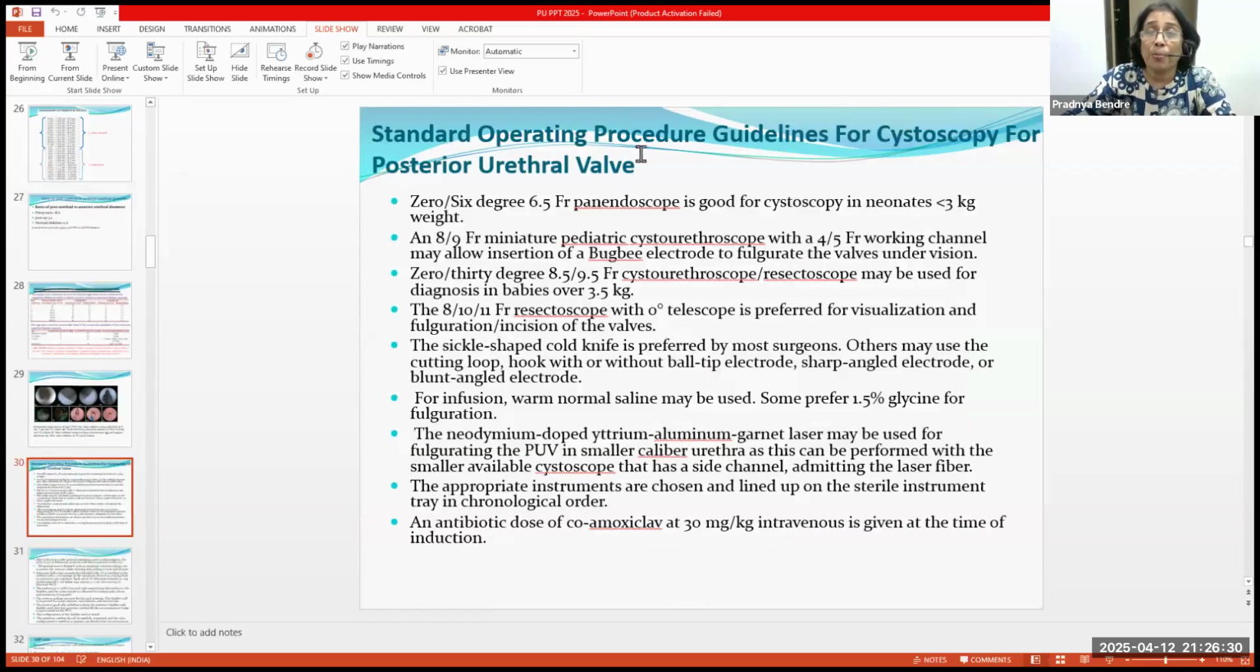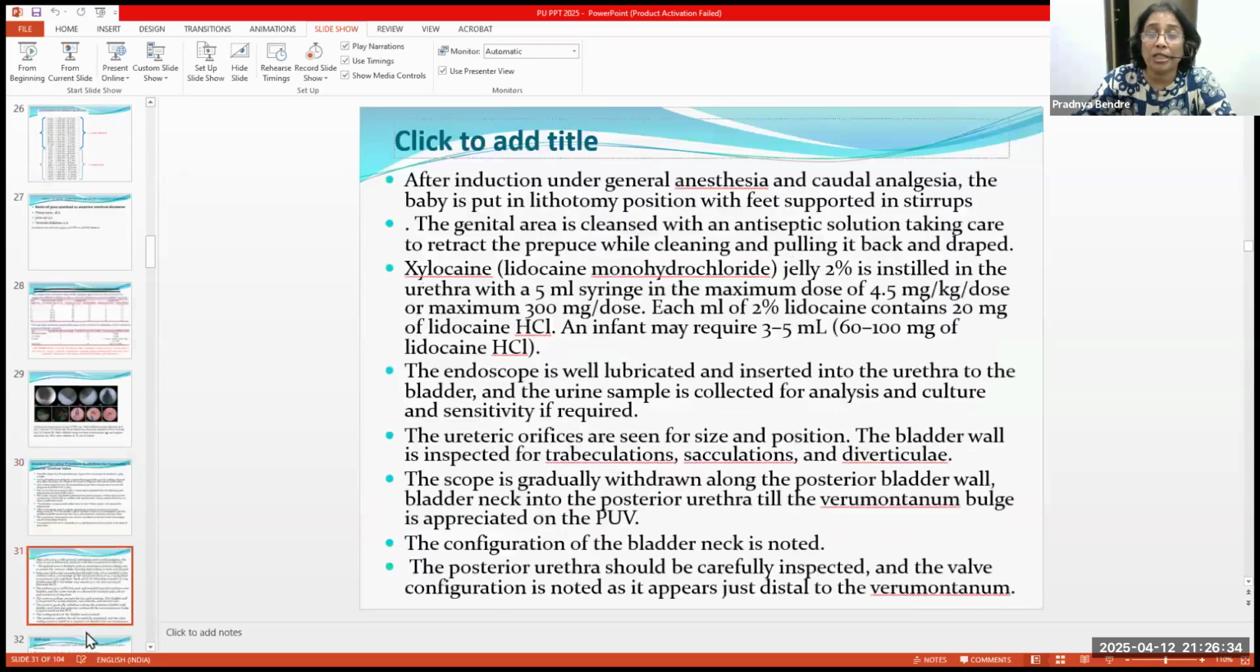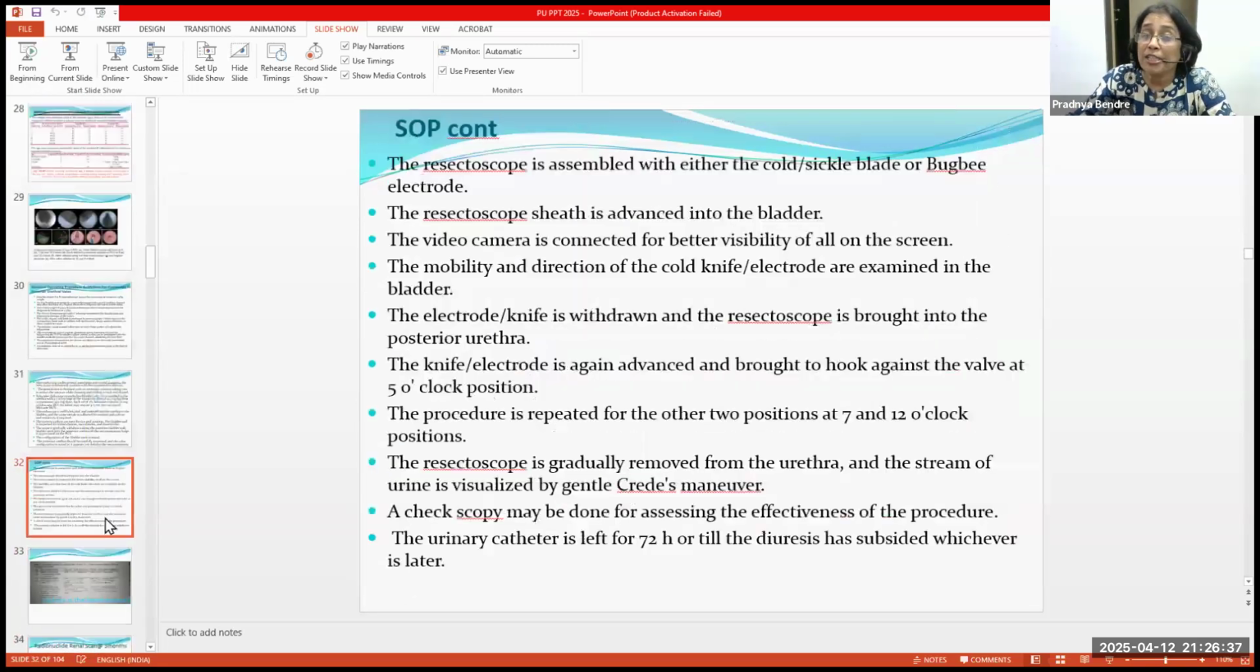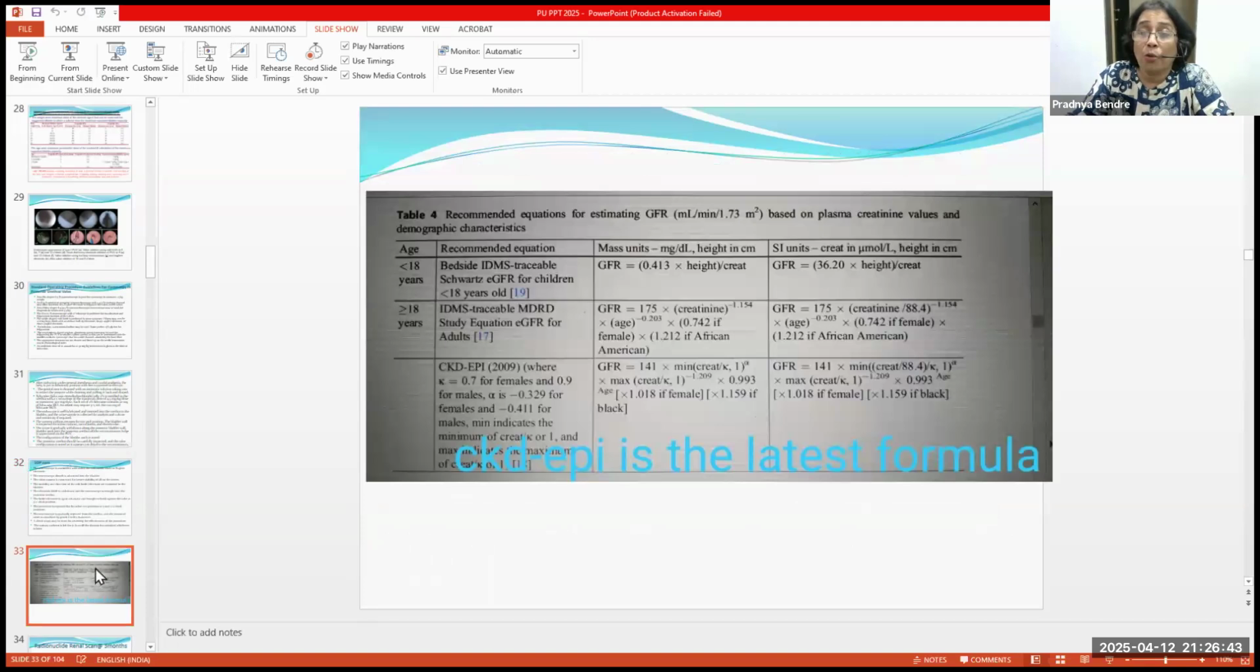So these are the standard operating guidelines for the cystoscopy. Again, I am going to quickly run through these slides, skipping some slides. It is given in the consensus statement by JIAPS. We must learn how to calculate GFR, because serum creatinine and all other biochemical parameters are quite crude indicators.